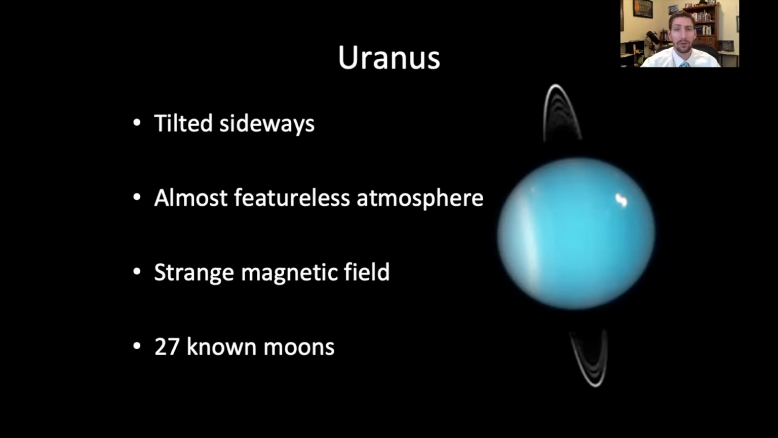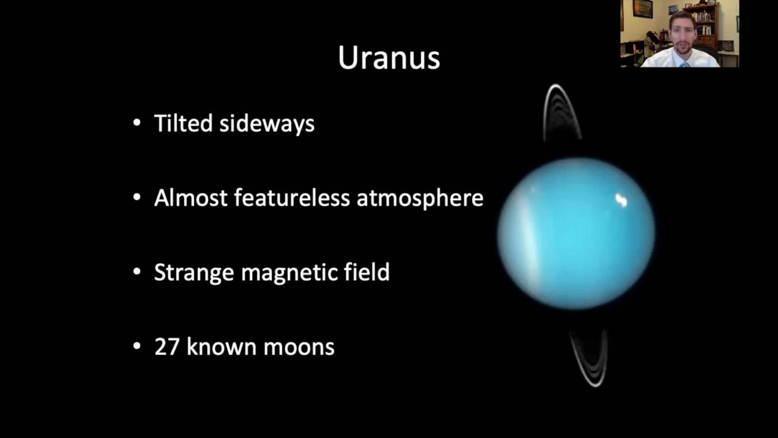It has an almost featureless atmosphere, though we have seen a little bit of activity near its equinox. Its magnetic field is very strange. It is not dipolar like the Earth's, Jupiter's, or Saturn's, and it is not axisymmetric. So we don't really know what causes this magnetic field, but it's probably not from the core, but from some intermediate region. Its atmosphere is extremely cold at about 49 Kelvin.